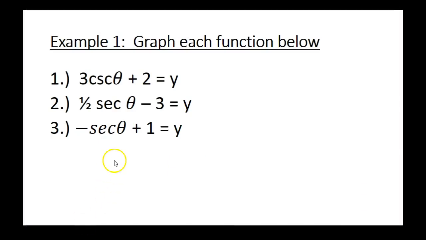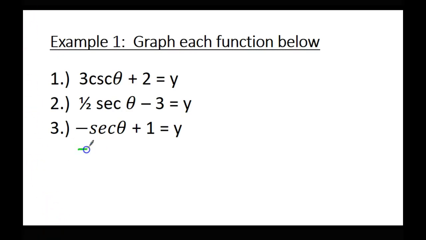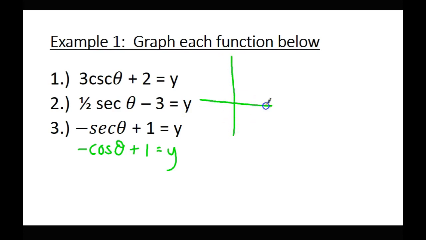All right, so there you go. Number 3. You guys try number 3 out. So the reciprocal for secant is cosine. And our midline is going to be at 1, and my max is going to be at 2, and my minimum is going to be back at 0.